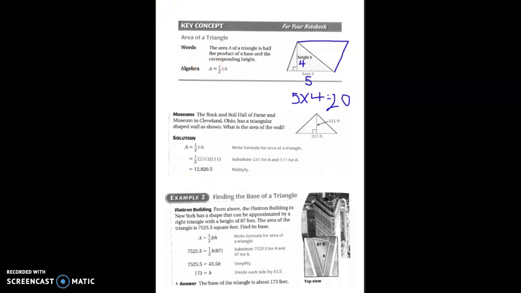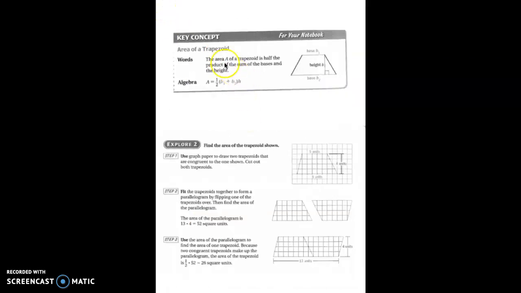Okay. Next, we're looking at the area of a trapezoid. The area A of a trapezoid is half the product of the sum of the bases and the height. So what does that mean?